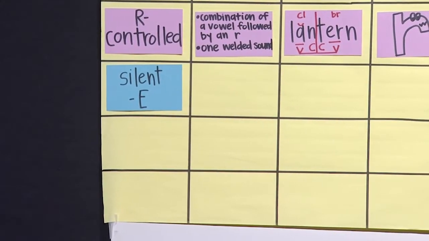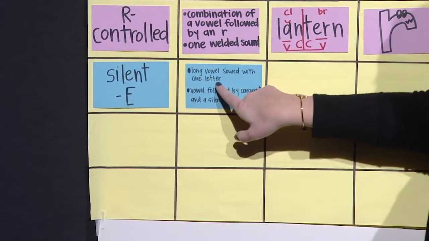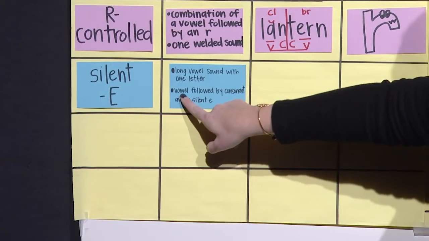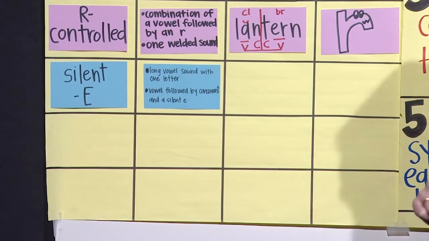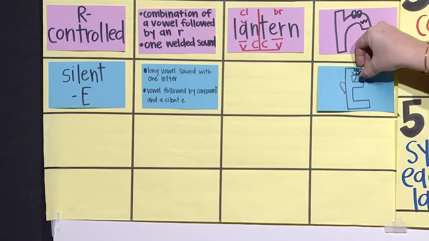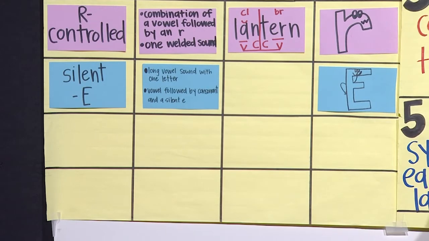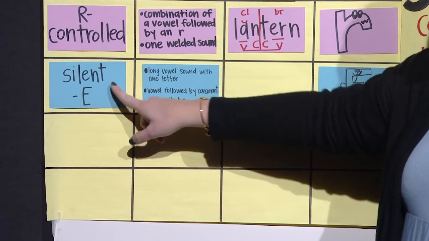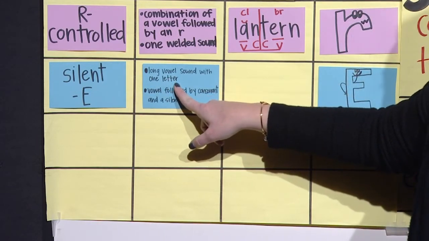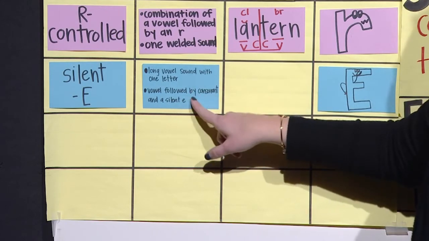Now, a silent E syllable is a syllable that has a long vowel sound with only one vowel letter. And that vowel is followed by a consonant and a silent E. So I want us to look at a visual here. Look at my picture. That's an E. And what is he doing in front of his mouth? He's put his finger up like he's going shh because he's silent. So in silent E syllables, we'll have one long vowel sound with one vowel letter, but that vowel will be followed by a consonant and a silent E.